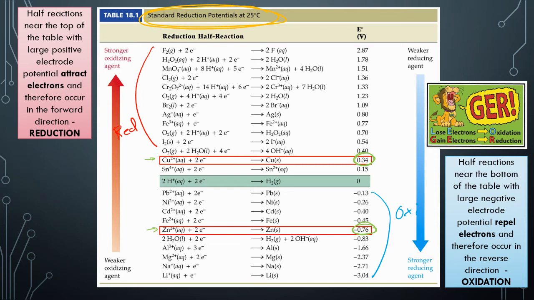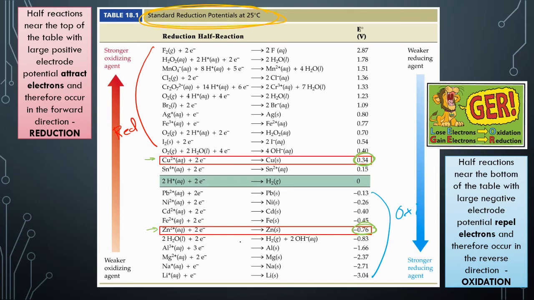And if you are something that gets reduced, then you are a strong oxidizing agent, meaning you are the one that is responsible for taking the electrons from the thing that is becoming oxidized. Okay, so since this is a table of all reduction reactions, it's the reverse of these reactions that will be oxidation, okay?